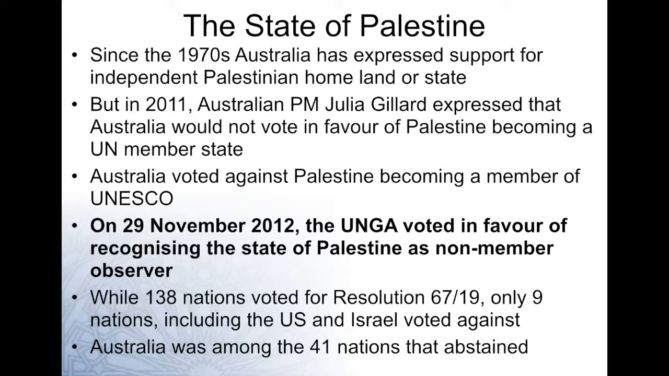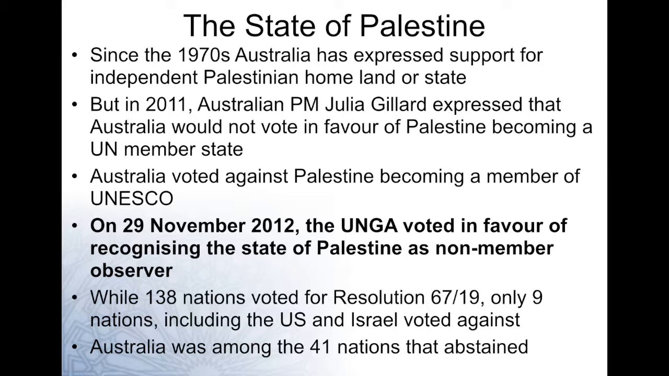What this means is that the Palestinian state doesn't have full voting rights in the United Nations, but what it does mean is that the United Nations is recognising it as an official state, and that's the key point of this resolution. 138 nations voted in favour of the resolution. That's resolution 67/19, and only 9 nations, including the United States and Israel, voted against it. Australia was among the 41 nations that abstained from that resolution.